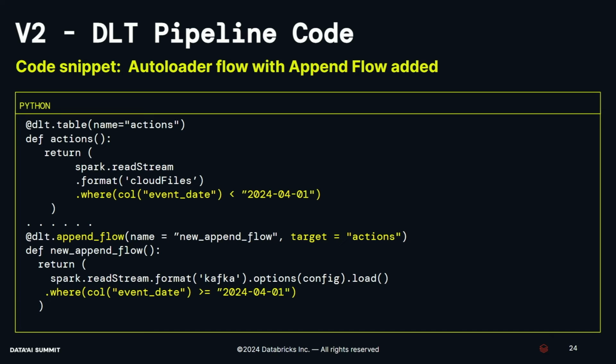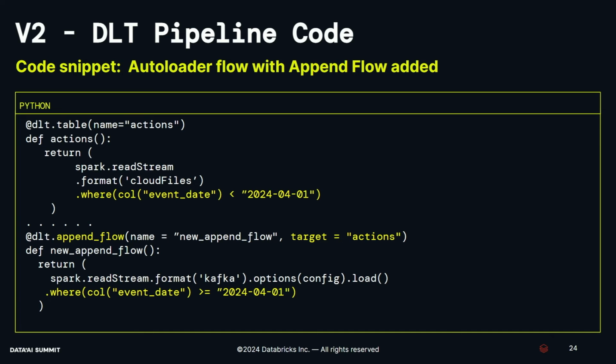So we have our original flow up here. Again, this was the actions flow that existed, cloud files using autoloader. All we did was add in this where clause to say, only keep events earlier than April 1st. We added in append flow, the keyword append here.